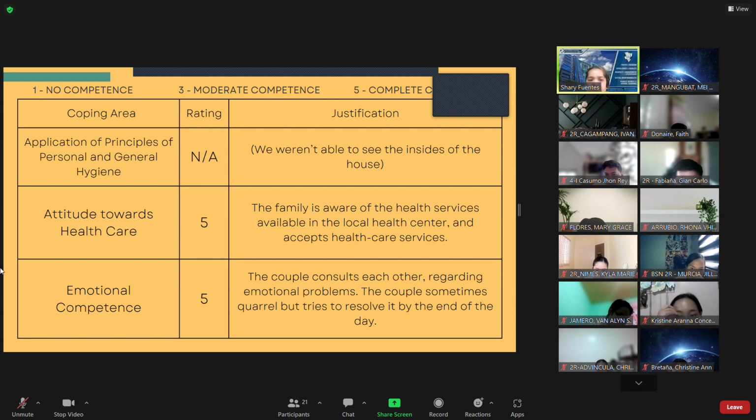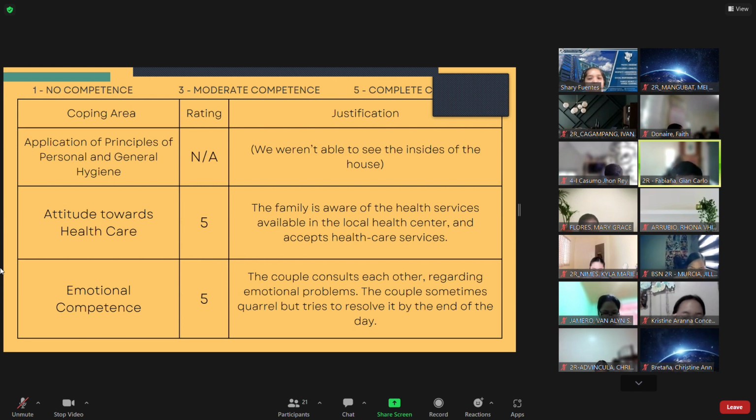Physical independence. 3. Complete competence. Okay, the head of the family works as a tricycle driver. Physical independence. How about the idea that the mother does not cook? Regarding her cooking, ma'am, she completely depends on her husband, her partner.